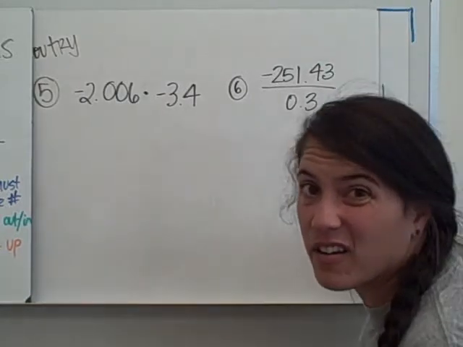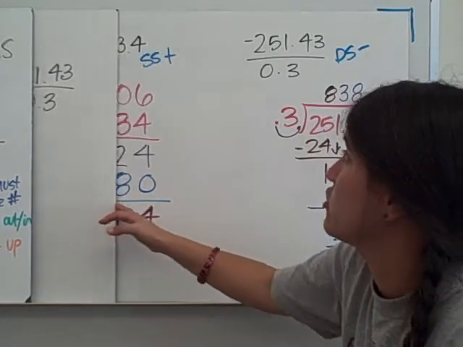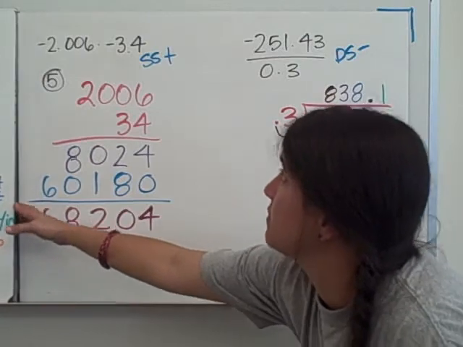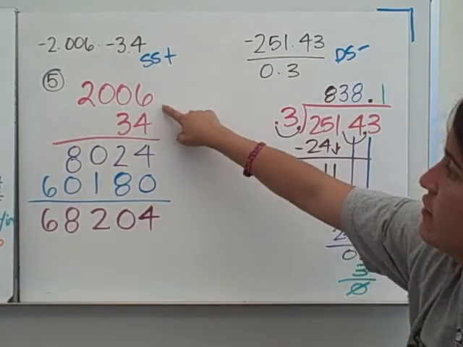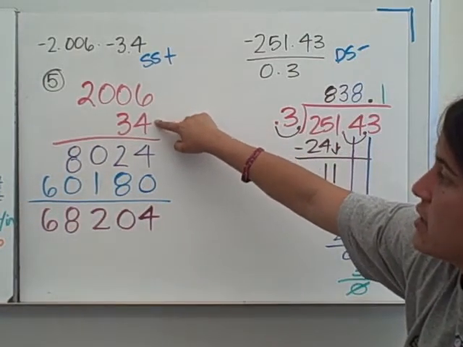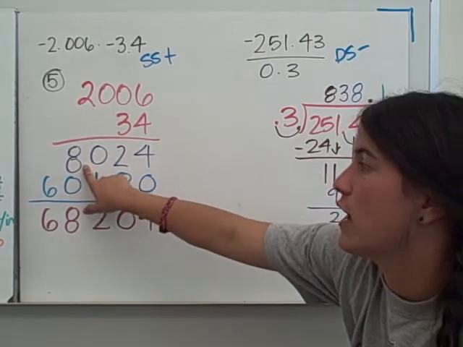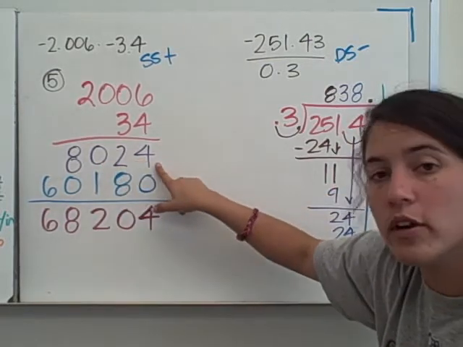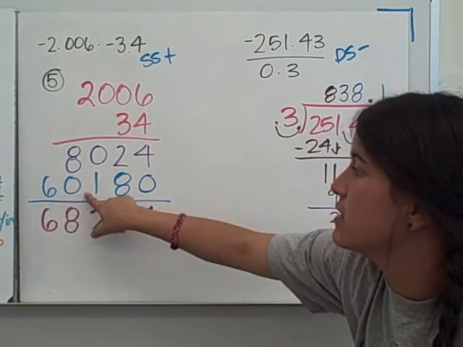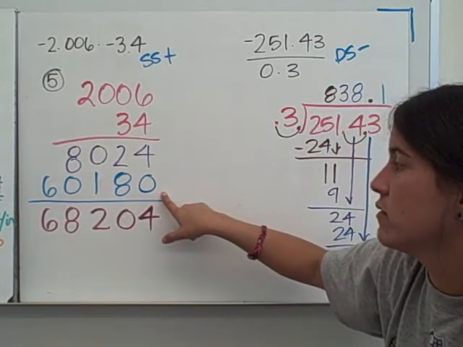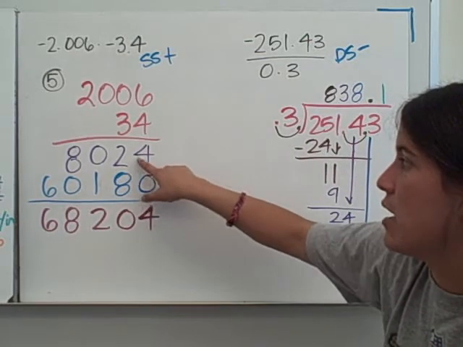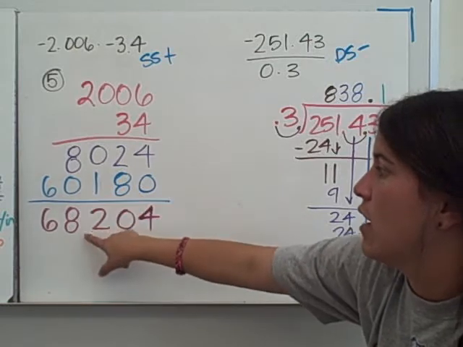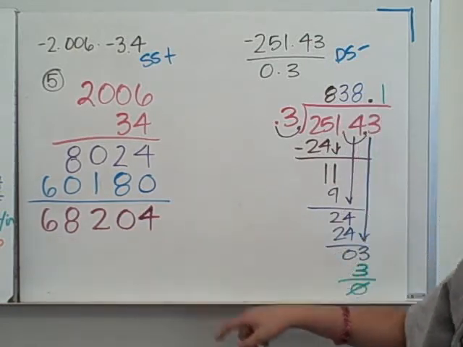All right, this time I already worked them out for you. So I want to show you. Here's what I did. Number 5, I ignored the decimal. I multiplied, so check your line. 8024, 60180. And then when I added them up, I got 68204.